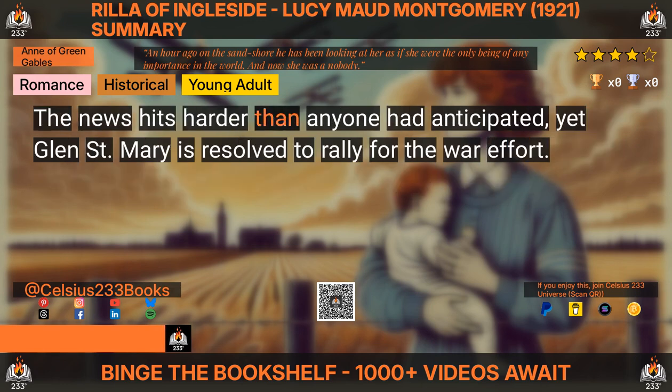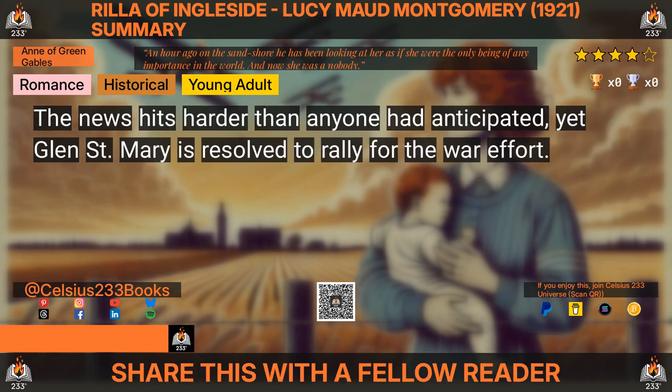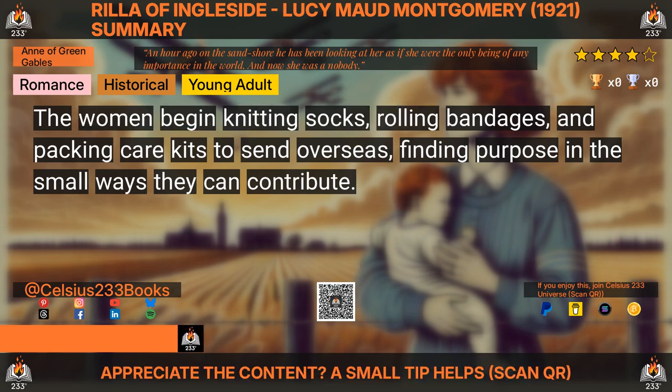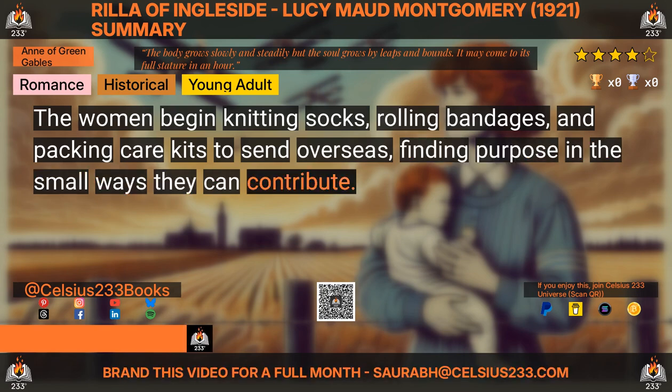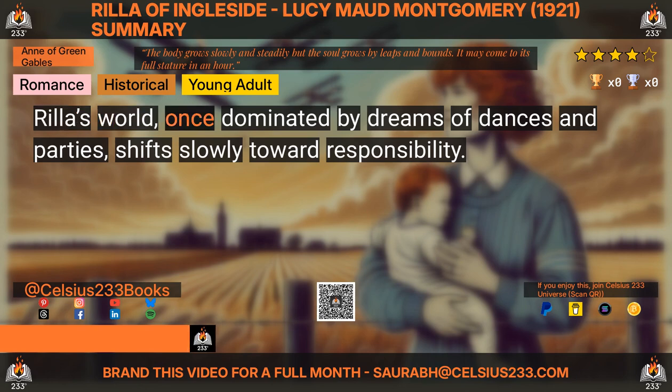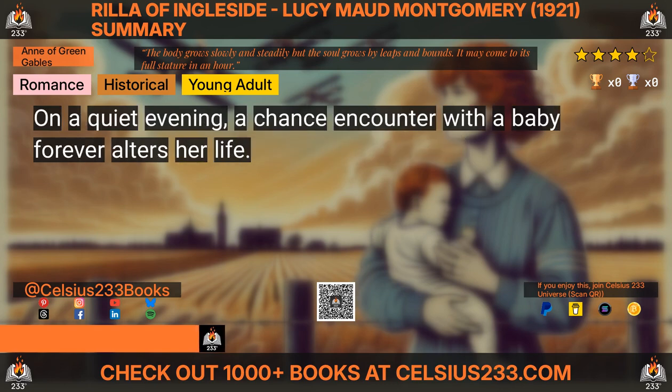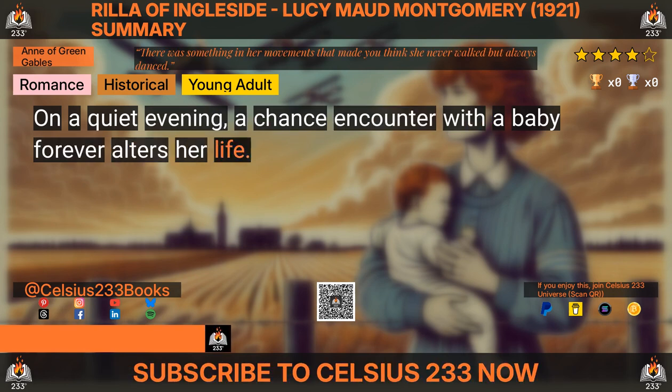The news hits harder than anyone had anticipated, yet Glen St. Mary is resolved to rally for the war effort. The women begin knitting socks, rolling bandages, and packing care kits to send overseas, finding purpose in the small ways they can contribute. Rilla's world, once dominated by dreams of dances and parties, shifts slowly toward responsibility. On a quiet evening, a chance encounter with a baby forever alters her life.